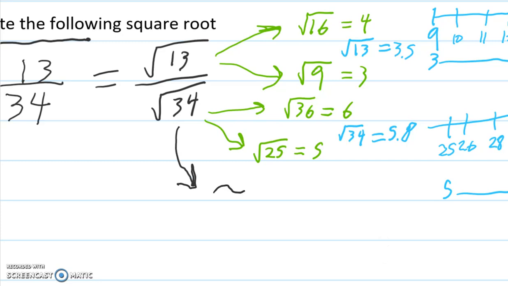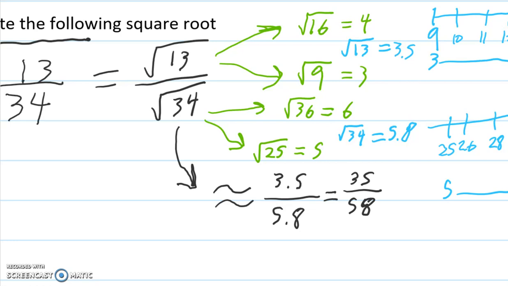Okay, so this here was a whole lot of steps just to say that this is roughly equal to, which is our squiggle line sign, roughly equal to 3.5 over 5.8. And if we're doing fractions, we really shouldn't leave it with a decimal and a fraction, so 35 over 58. And if there's any more simplification you can do, you do it, but that looks like that's it for today.